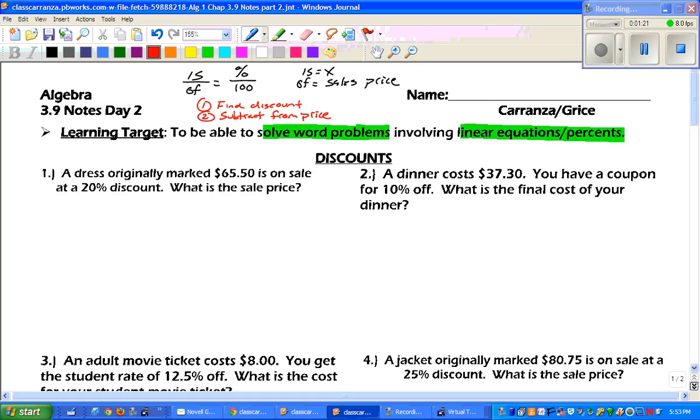Number one says a dress is originally marked for $65.50. It's on sale for 20%. And the question is, what is the sales price? So step number one, is over of equals percent over 100. We know that the percent is 20. The sales price is $65.50, and the x goes up top. Now we're going to be doing our cross multiplication.